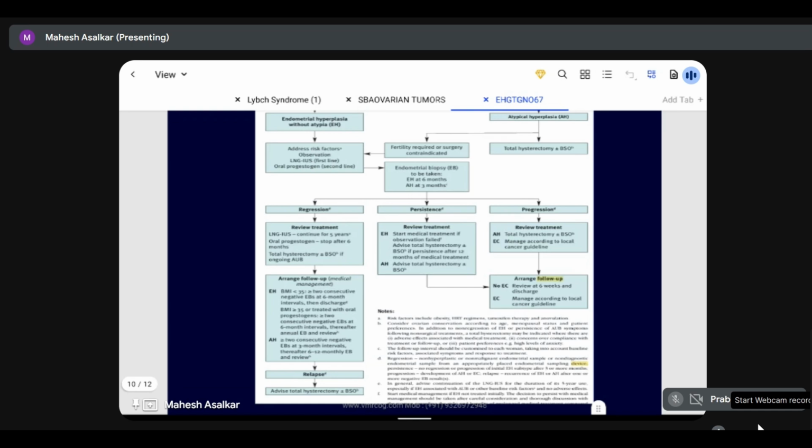And if there is a progression, we will review the treatment. If there is atypical hyperplasia, in that case total hysterectomy plus minus BSO is indicated.